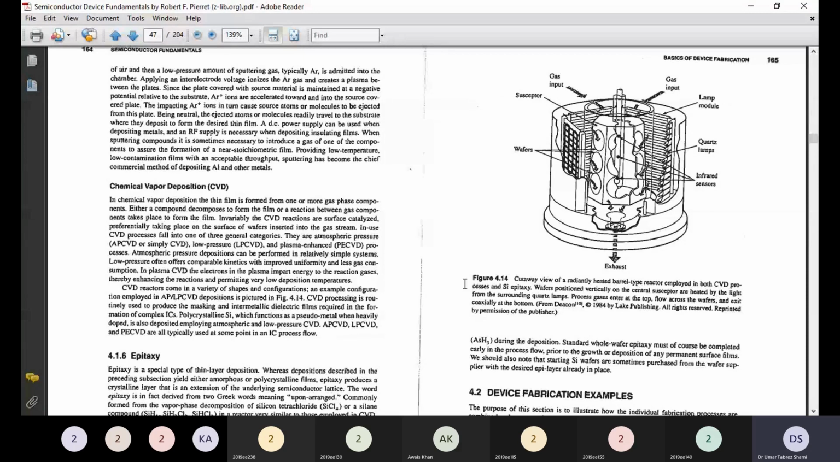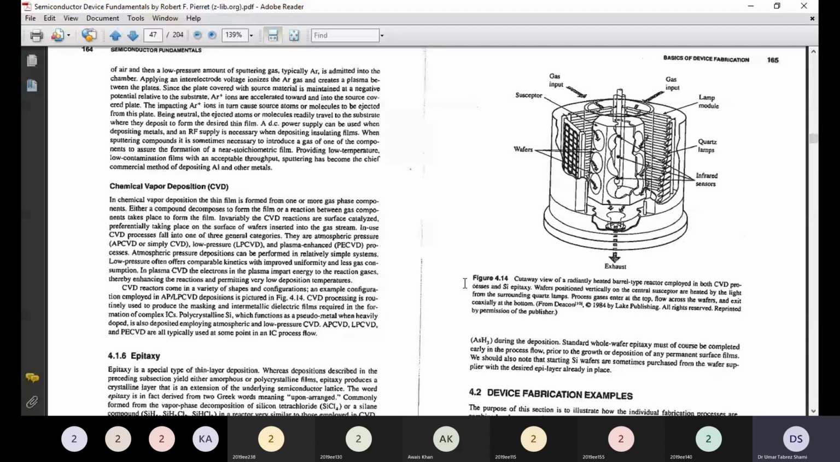The atmospheric pressure depositions can be performed in relatively simple systems. Low pressure often offers comparable kinetics with improved uniformity and less gas consumption. In plasma CVD, the electrons in the plasma impart energy to the reaction gases, thereby enhancing the reactions and permitting very low deposition temperature.